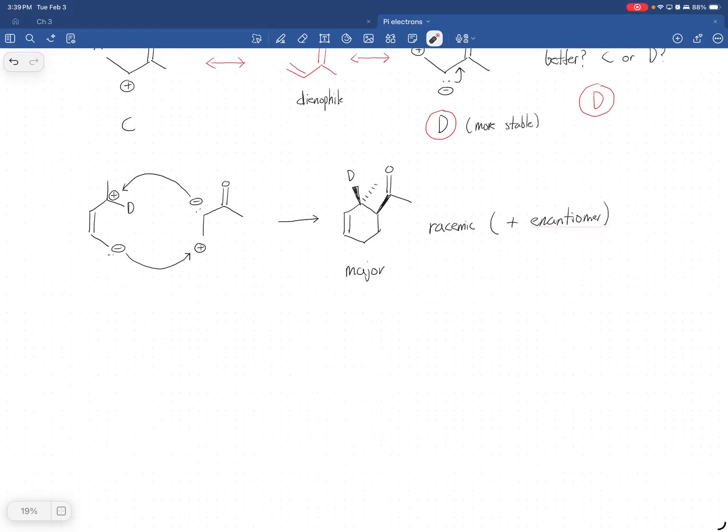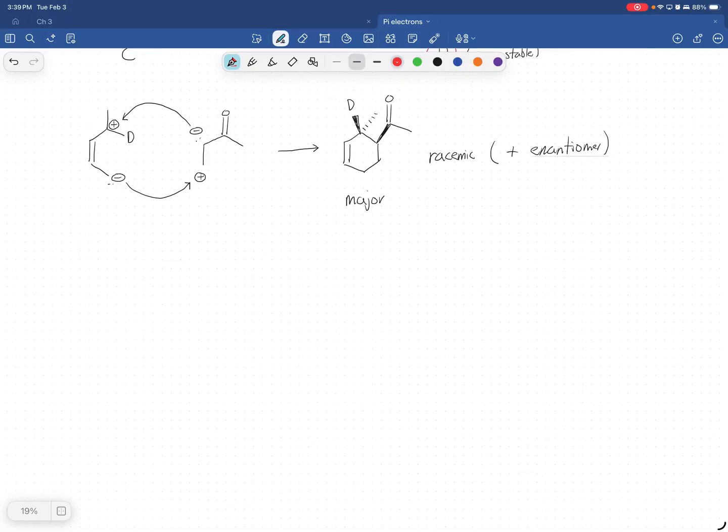All right, so let's do another example of Diels-Alder here. So just to summarize, how to tell if you have Diels-Alder, what's the major product. Okay. So let's do another example.